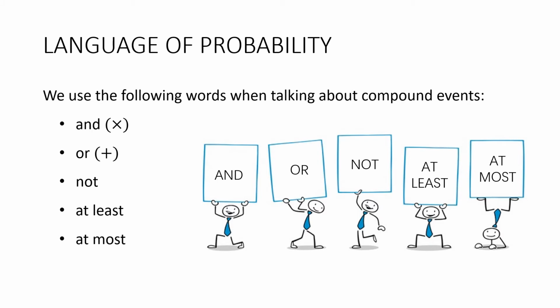Now the language of probability is really important. And we use these words when we're talking about compound events. If we say the word and, we mean times. If we say or, we mean plus. If we say not, we've got to find the complement. At least and at most are also important words.